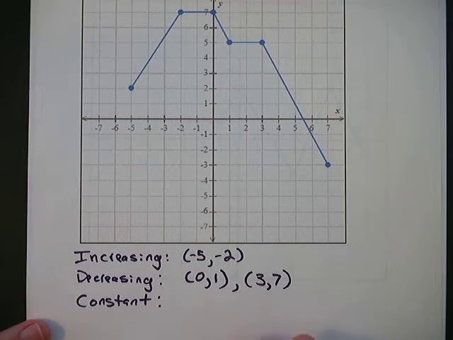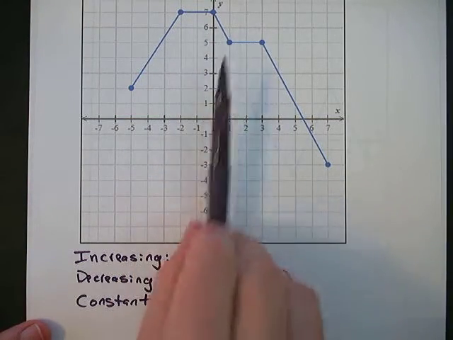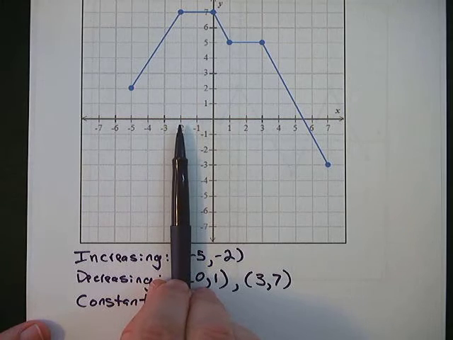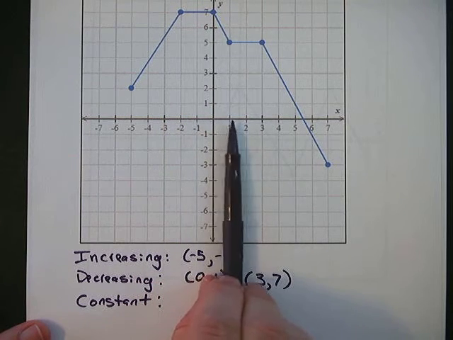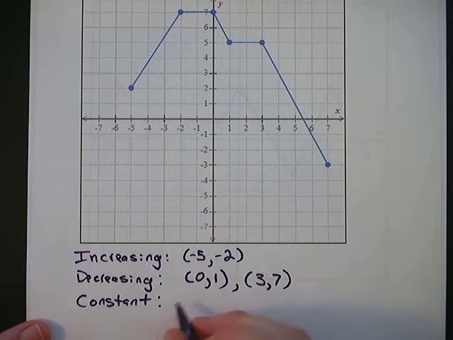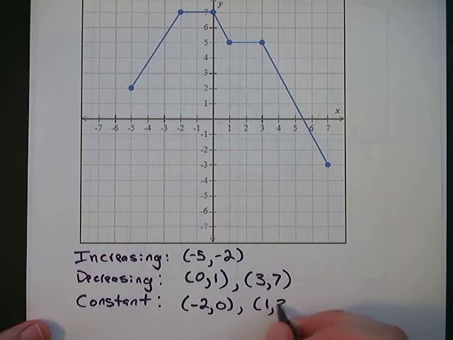And then constant. We have two intervals where it's constant. Right here it's flat and here it's flat. On the x-axis, that's between -2 and 0, and between 1 and 3. So from -2 to 0 it's constant, and from 1 to 3 it's constant.